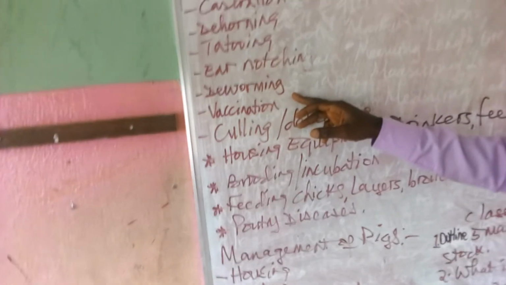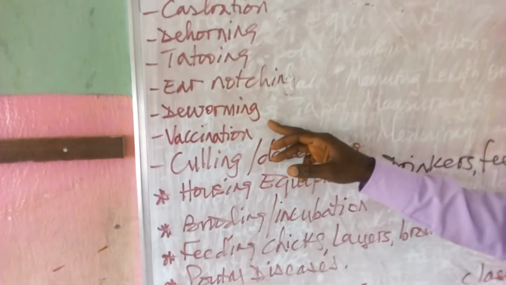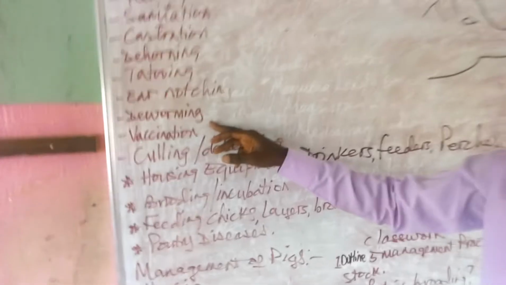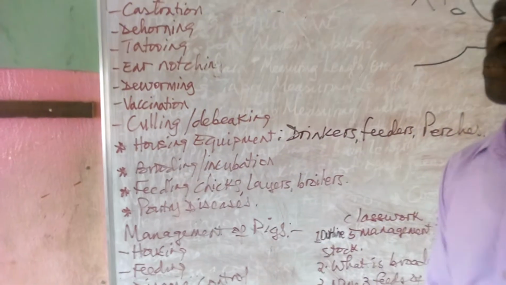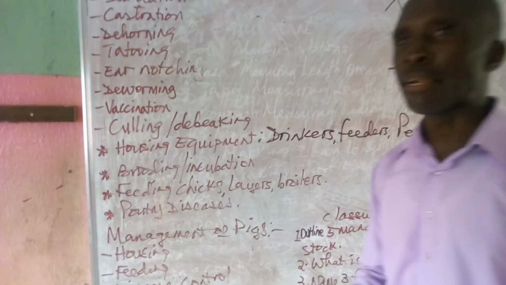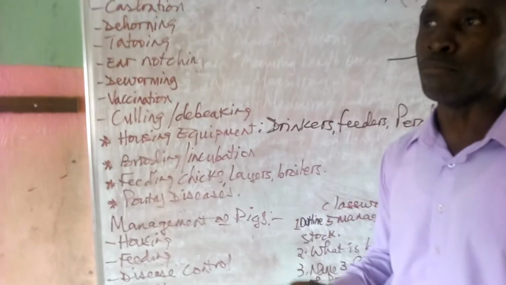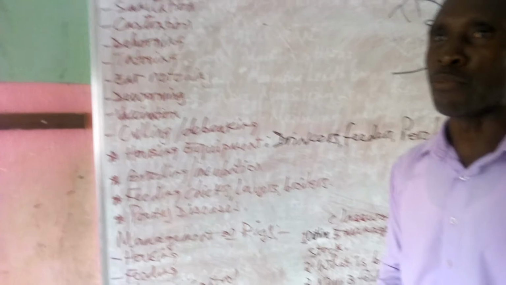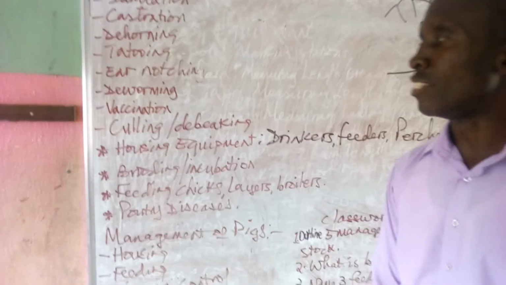Deworming is the administration of drugs called dewormers to an animal in order to kill the worms that may be found in them, because worms are not good to be found in the body of the animals. Then vaccination must be carried out. Vaccination is a process of administering chemicals in the body of the animal that will prevent diseases that are not curable, like viral diseases. They are controlled through vaccination.